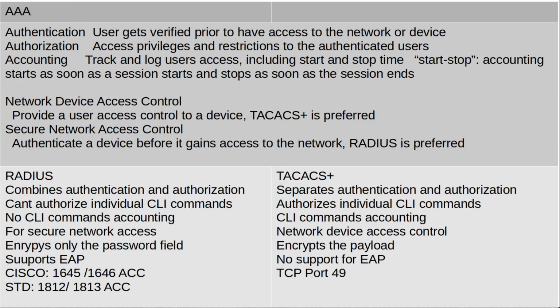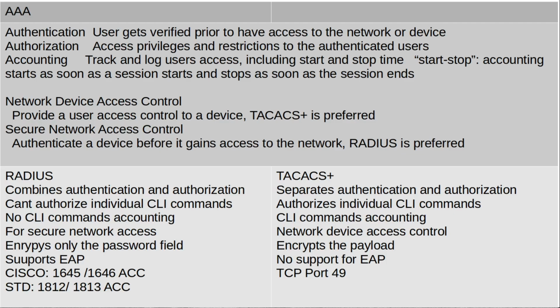AAA means authentication, authorization, and accounting. Authentication helps you verify users prior to their having access to a network or device. Authorization will assign access privileges or restrictions to authenticated users, and accounting will track and log user access. If you use the start-stop parameter when configuring accounting, the accounting will start as soon as the session starts and stop as soon as the session ends.